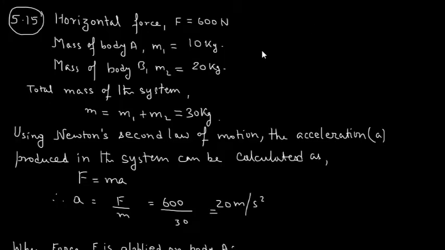Horizontal force F is equal to 600 Newton. Mass of the body A, m1, is equal to 10 kg. Mass of the body B, m2, is equal to 20 kg. Total mass of the system m is equal to m1 plus m2, that is 30 kg. Using Newton's second law of motion, the acceleration a produced in the system can be calculated as F is equal to ma, a is equal to F by m. So putting the value of F and m, we get 600 upon 30, that is 20 meter per second square is the acceleration.